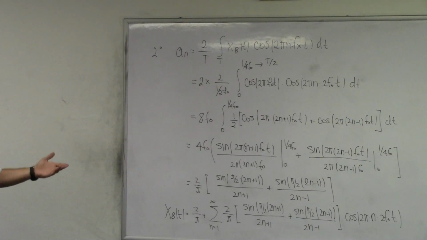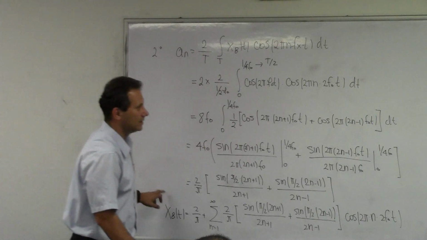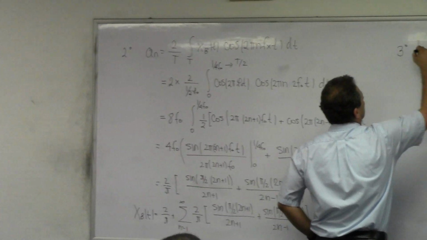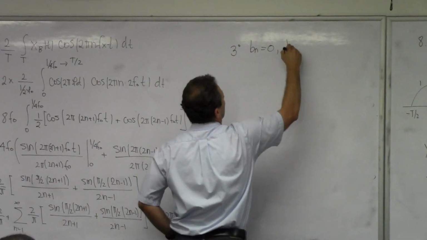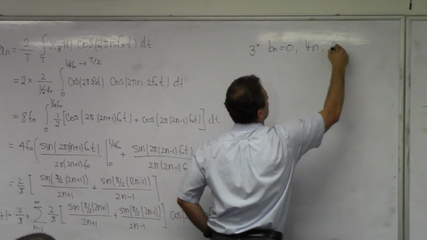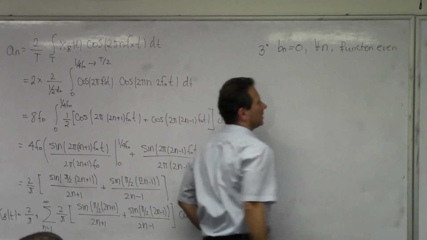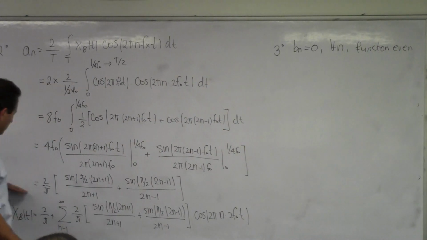I actually skipped one step. What is the step that I skipped? I just didn't realize. Maybe I should put it here. dn is equal to 0 for every n. Why? Because the function is even. All right, so I kind of skipped that. I should have put that in here before.